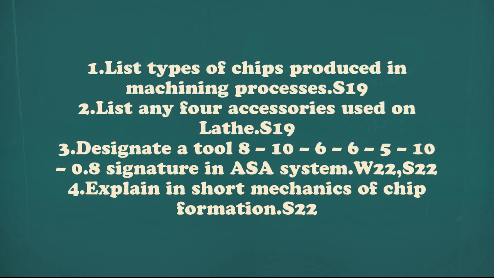S19. 2. List any 4 accessories used on lathe. S19. 3. Designate a tool 8, 10, 6, 6, 5, 10, 0.8 signature in ASA system. W22, S22. 4. Explain in short mechanics of chip formation.